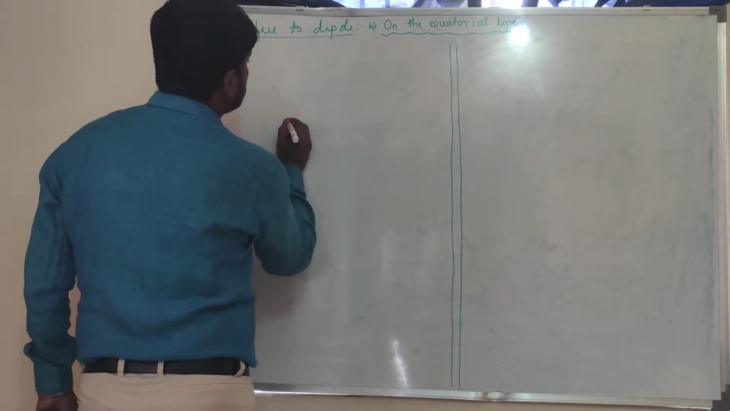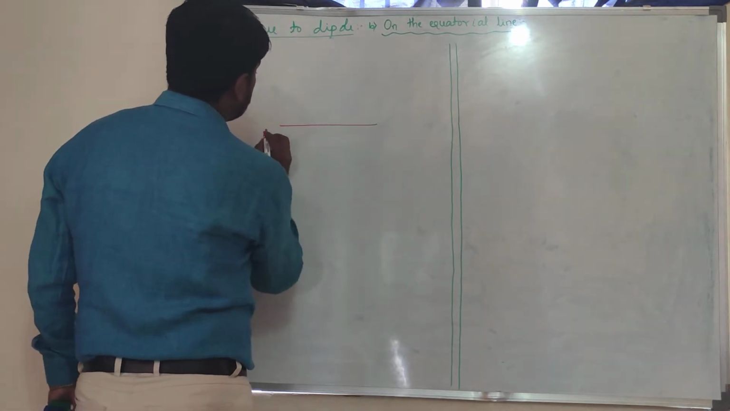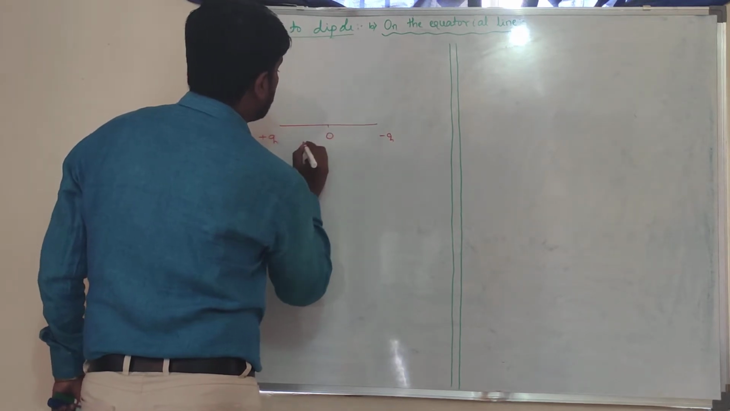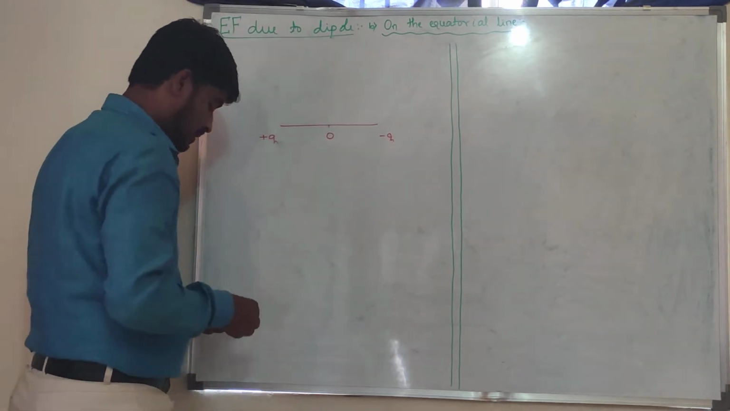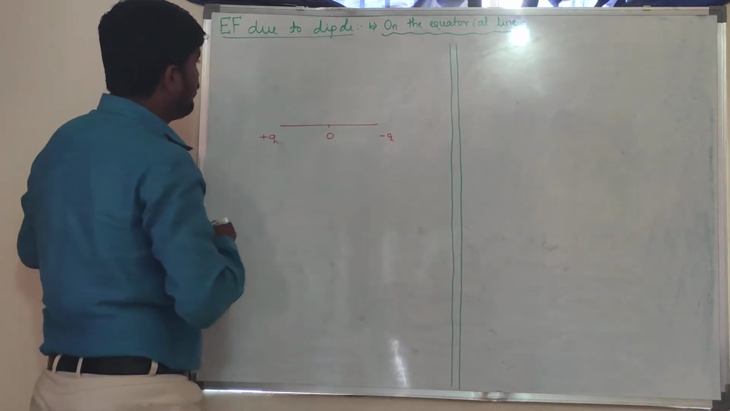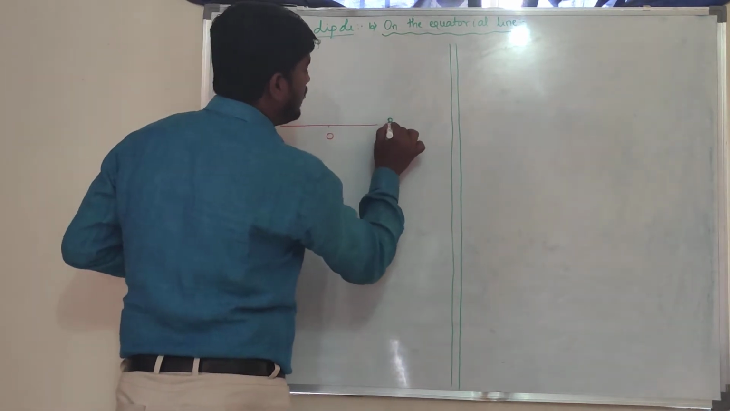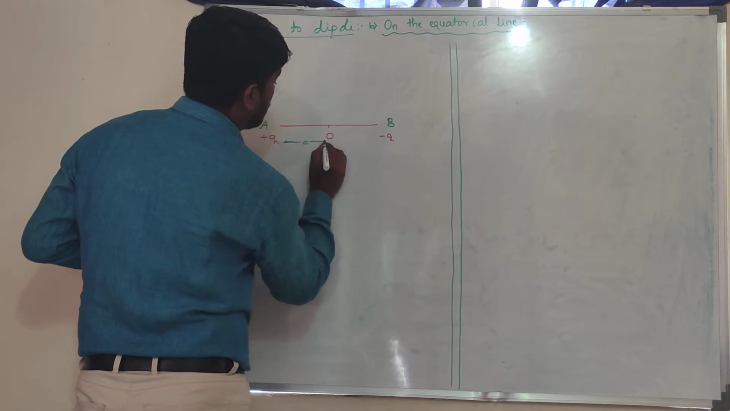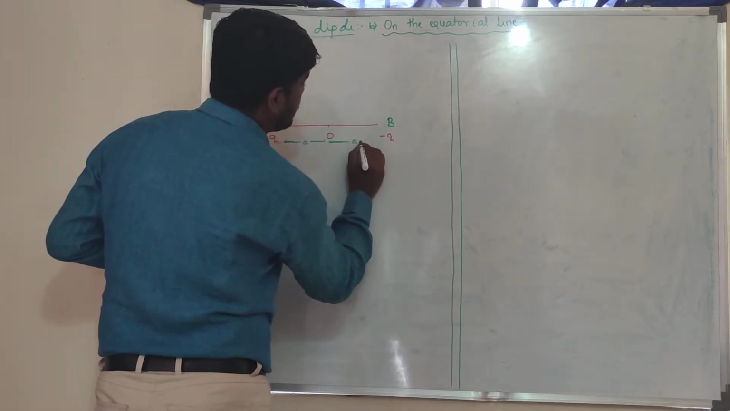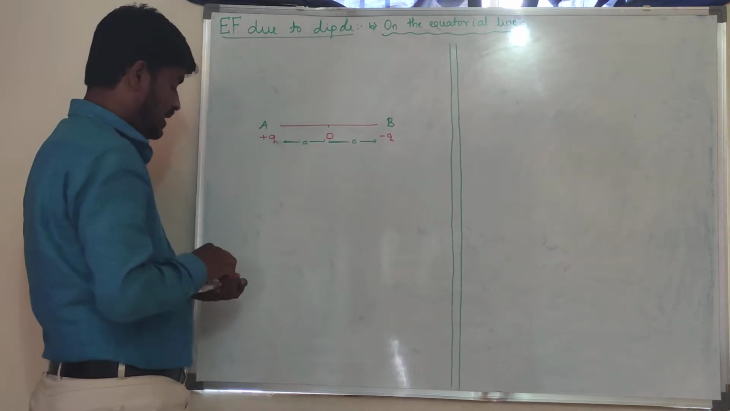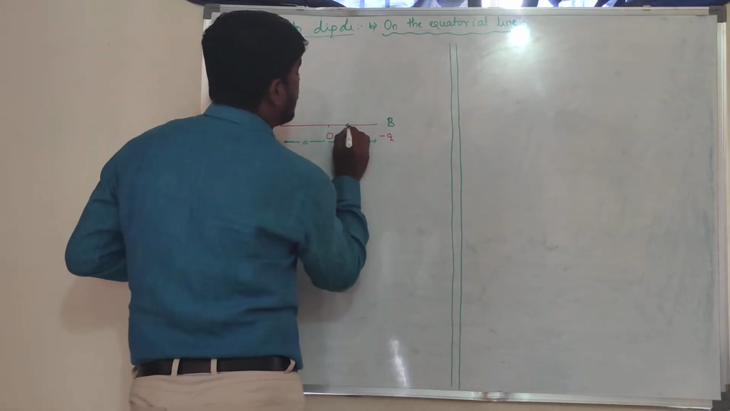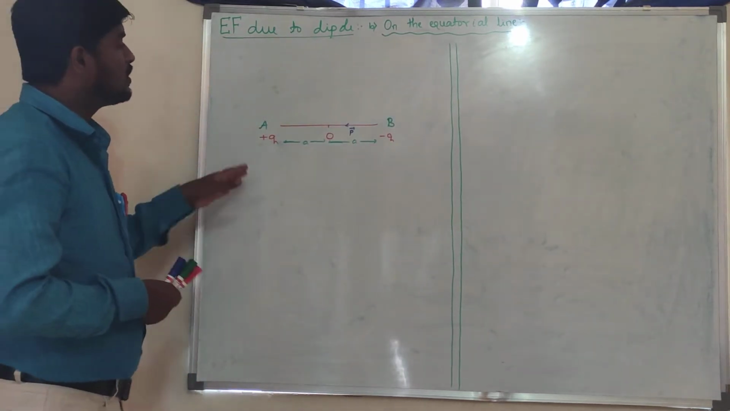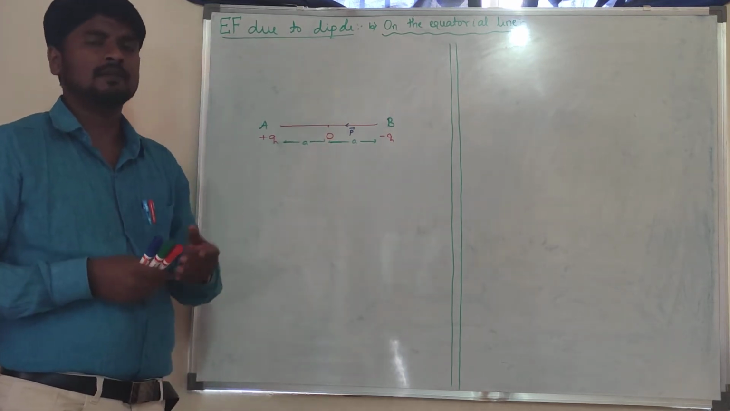As usual, consider the dipole at the center. Here plus Q is there, on this side minus Q is there, and the dipole center is O. Next, point A, point B. This distance is a, and this distance is again a, so altogether 2a. Then the dipole moment vector p, don't forget to draw it. So after drawing this dipole, again describe the same thing.